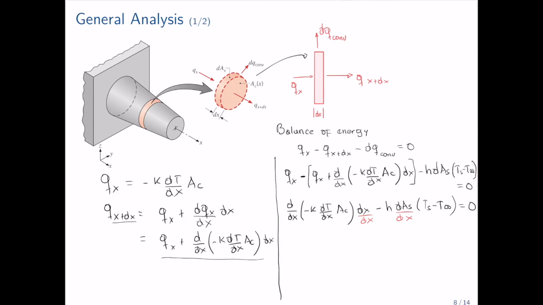So the final expression will be the derivative with respect to x of minus k dT/dx multiplied by the cross-sectional area, minus h dAs/dx, T of s minus T infinity, equal to 0. So we have an expression in which the first term is the derivative of this term, which is k, a constant, dT/dx, and the cross-sectional area. The cross-sectional area will sometimes depend on x, like in this case, where the cross-sectional area is becoming smaller. So the surface area can also depend on x.